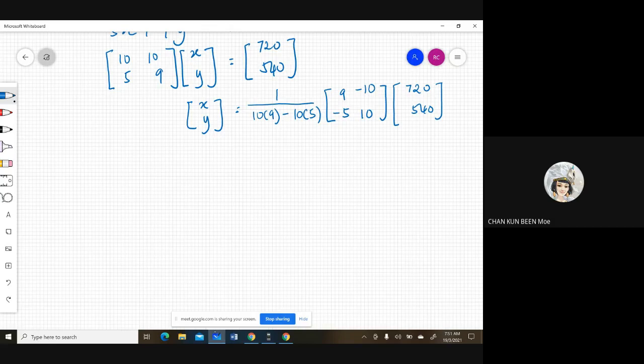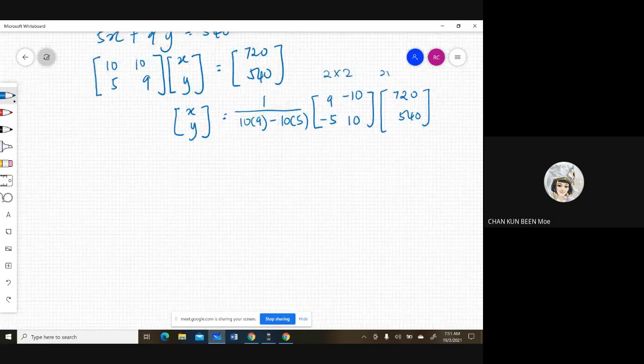So when you get used to it already, this is a 2 by 2 matrix, and this is a 2 by 1 matrix at the back. We will always get the answer as a 2 by 1 matrix, whereby the matrix has 2 rows, 1 column.